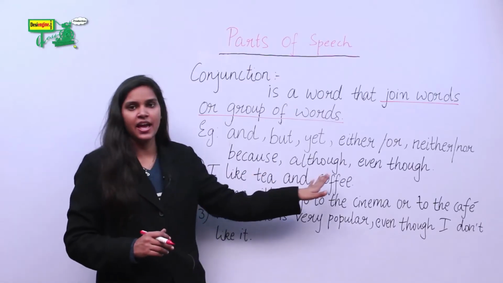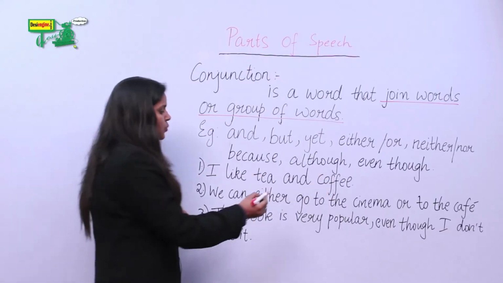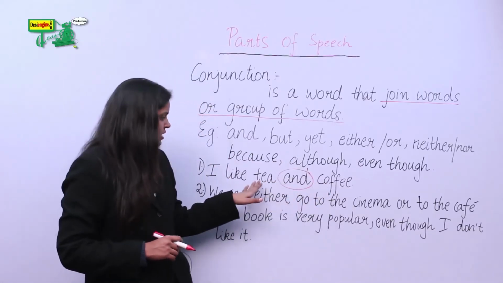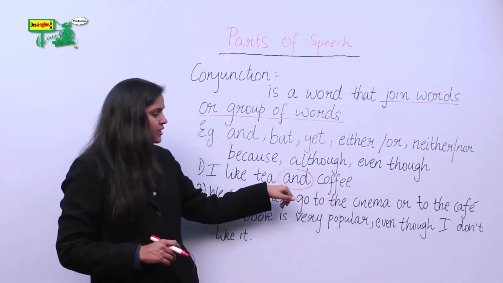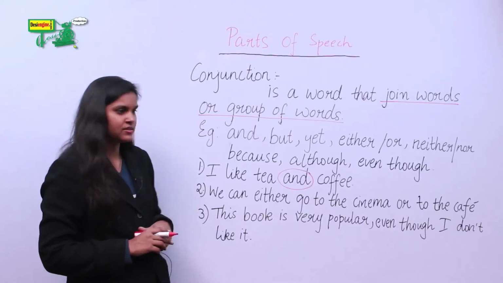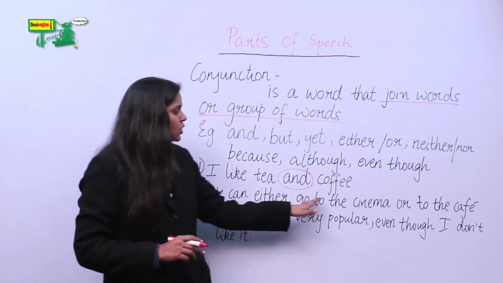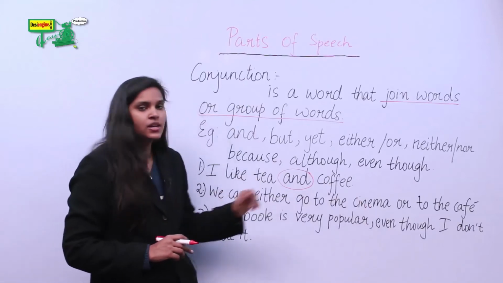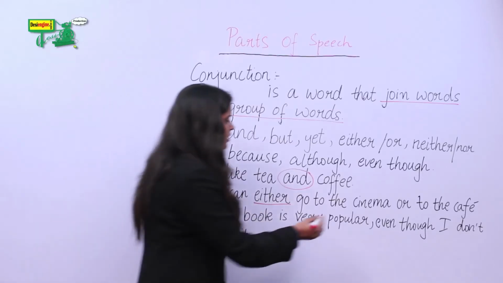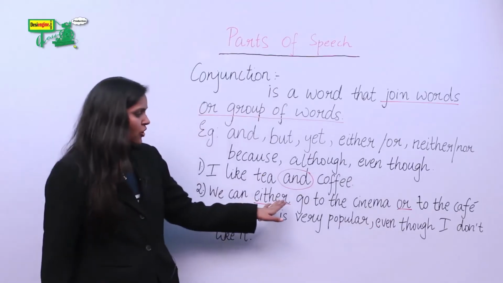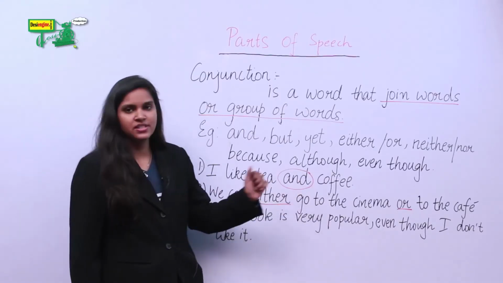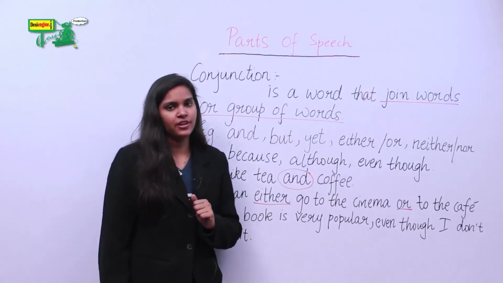I like tea and coffee. Here, the word and joins two things, tea and coffee. So, and is our conjunction. Let's look at the next sentence. We can either go to the cinema or to the cafe. Here, either or are joining two options. That is the option of either going to the cinema or to the cafe.